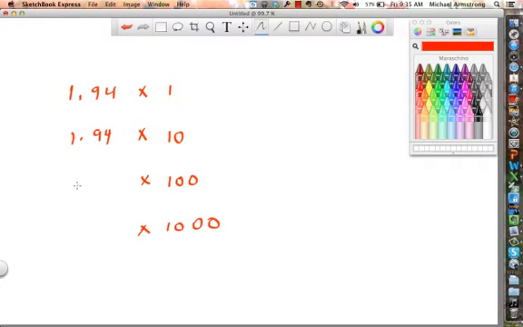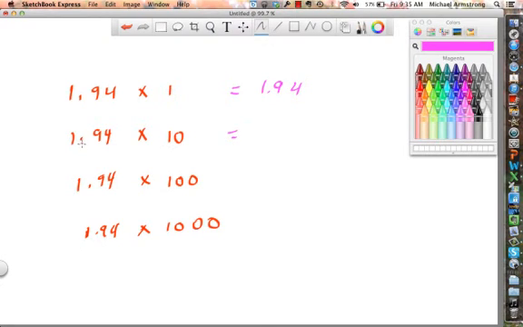Okay, we have 1.94, 1.94, 1.94 all the way across. I'm trying to go fast so that you don't get bored. You still are not going to move the decimal at all when you multiply by 1. It's going to stay the same. Anything times 1 is itself, the identity property.